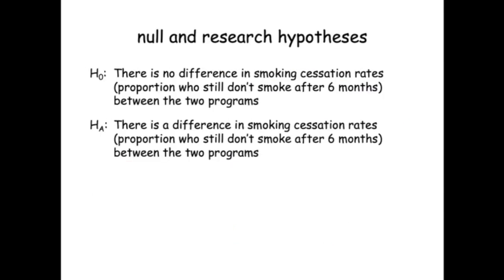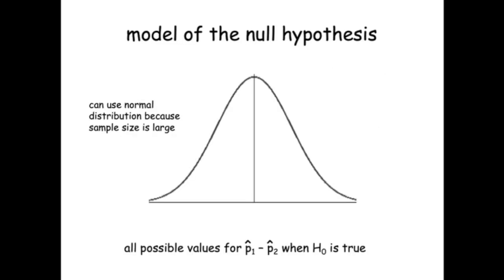The null hypothesis is that there is no difference in smoking cessation rates between the two programs, and the research hypothesis is that there is a difference. Unlike the one-sample z-test, no specific population values are stated in a two-sample z-test. The model of the null hypothesis is all possible values for p-1 minus p-2 when the null hypothesis is true. We are using the normal distribution because the sample size is large.